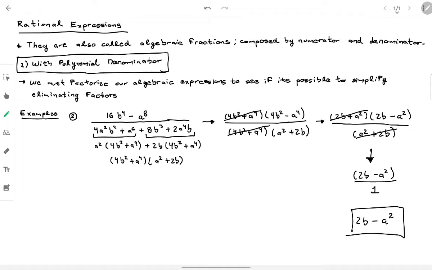So as we were saying at the beginning, the idea today is that we need to factorize as much as we can. After factorizing, we can see if we can eliminate some of the factors, and we need to simplify it to the minimum that we can. So let's see another example.